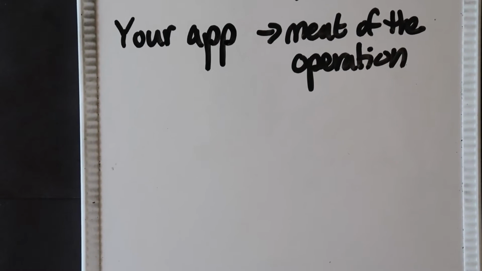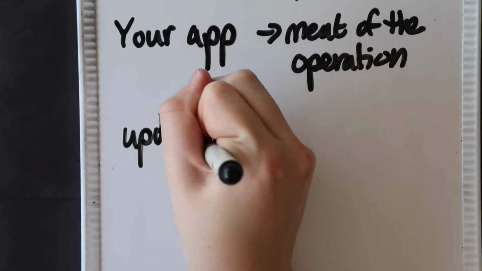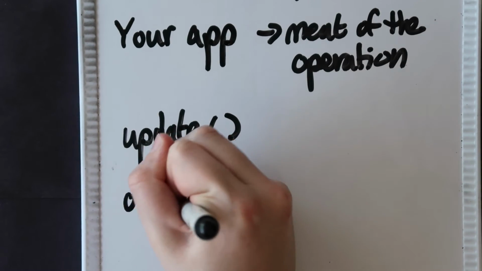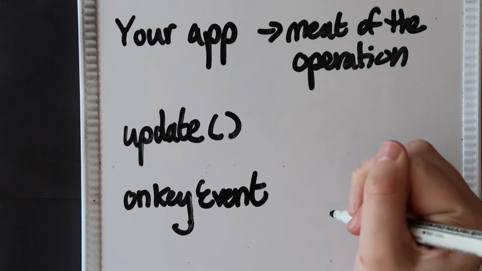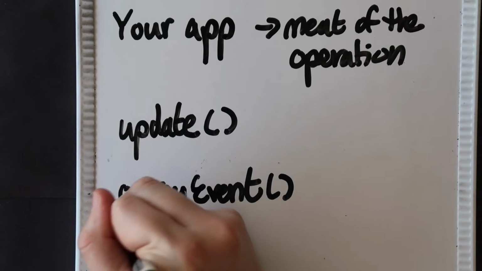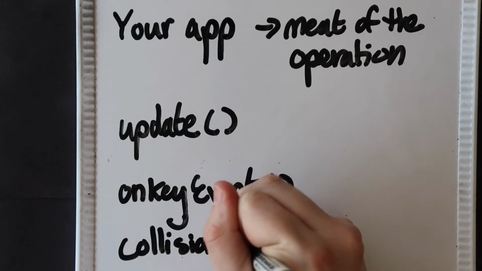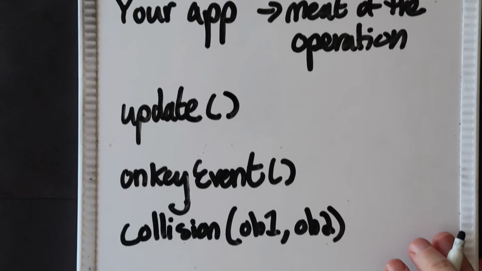Let's try an example. Here we'll assume that these three functions are declared by a framework we want to use. There is an update function that runs every millisecond, an onKey event function that runs when a key is pressed on the keyboard, and a collision function that runs when two objects collide on the screen. For these functions, there will be a generic implementation. Our job is to go in and provide our own implementations for these functions.